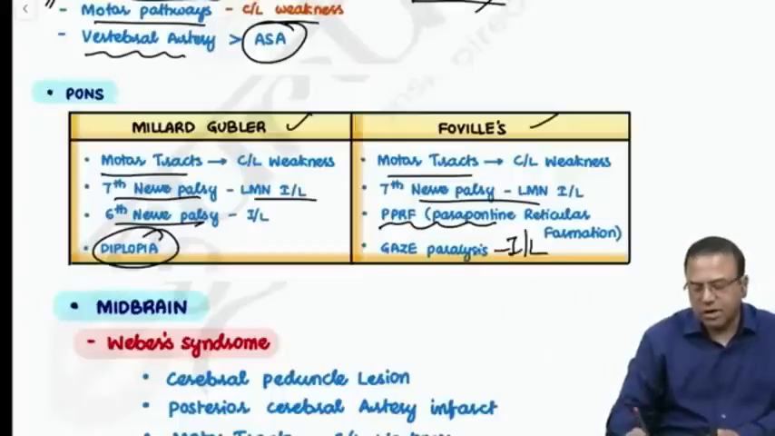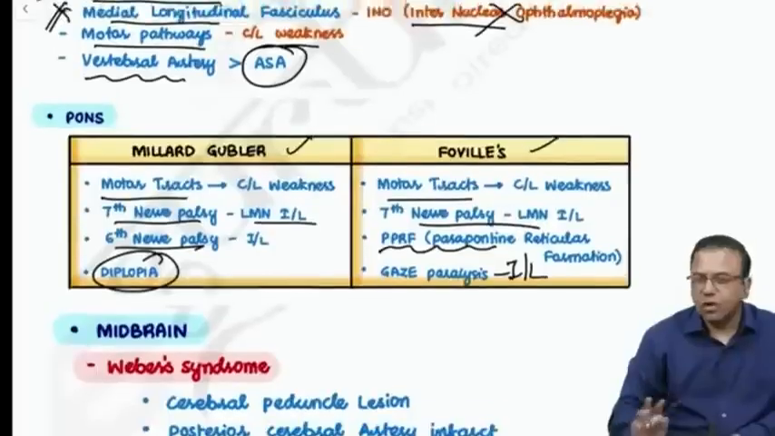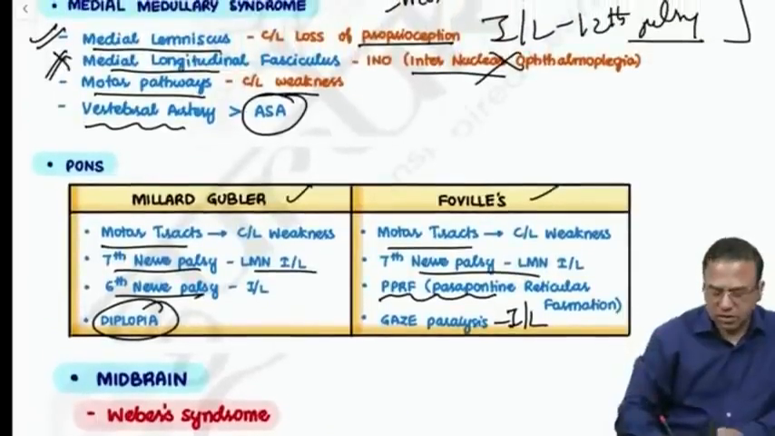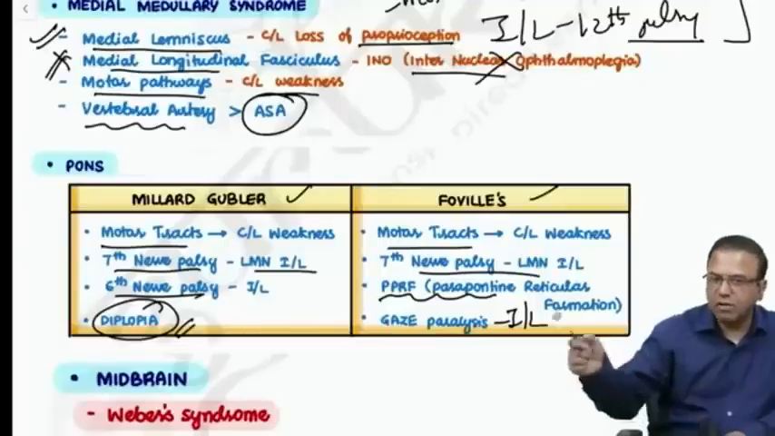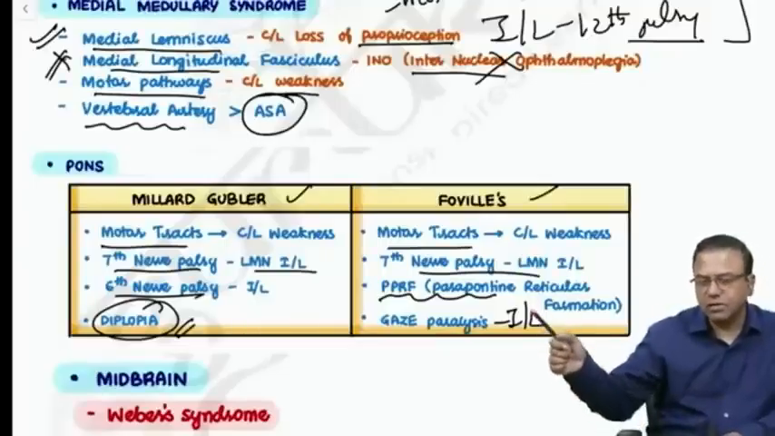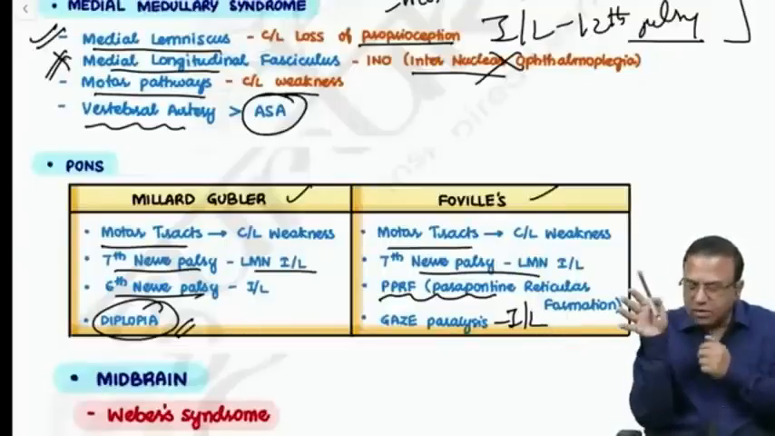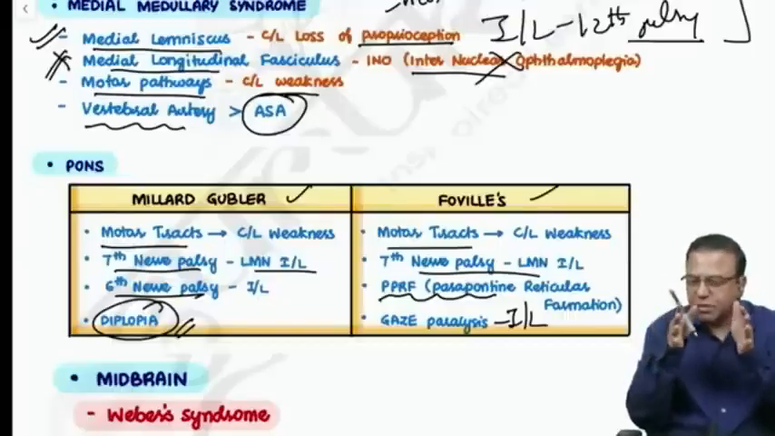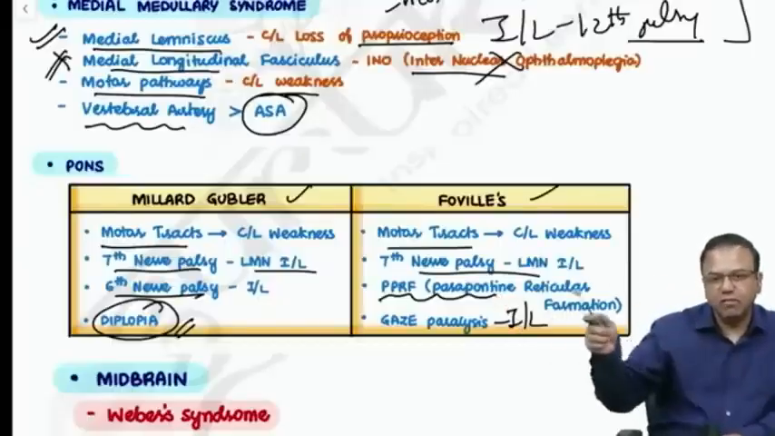Okay, this patient will have ipsilateral gaze paralysis. So, one of the main questions they ask in exam, Millard-Gubler and Foville, which will have diplopia? It is 6th nerve palsy, so Millard-Gubler will have, Foville will not have. In Foville, the horizontal center is gone, so he can't move both eyes here. He can't abduct this eye. So, because there is no mismatch between the two eyes, you don't get diplopia in Foville's.